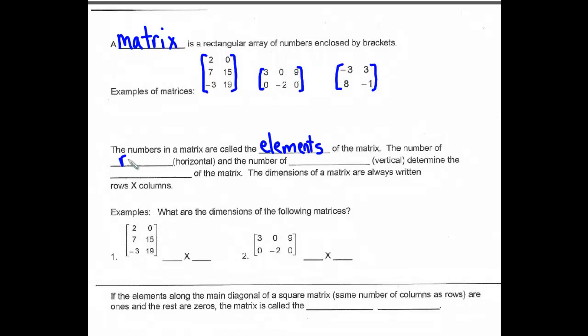The number of rows and the number of columns determine the dimensions of the matrix. The dimensions of a matrix are always written rows by columns. So what are the dimensions of the following matrices? We'll look at example 1. I have 1, 2, 3 rows and 2 columns. Since the dimensions of a matrix are always written row by column, the dimensions of example 1 would be 3 by 2.